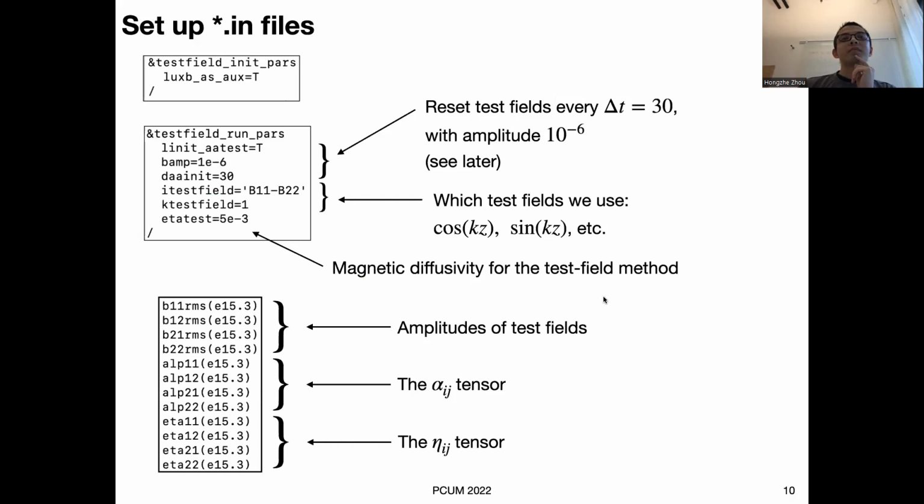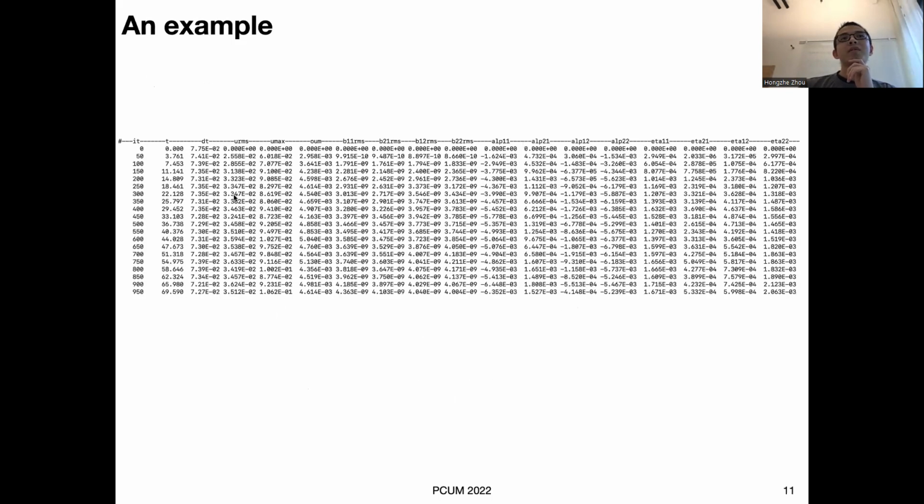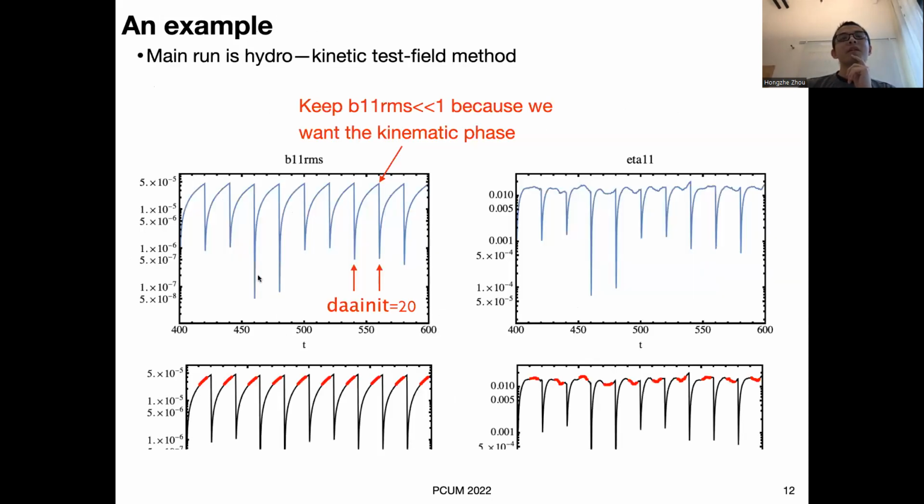All right, so then if you compile and run the code, you will see this in your time series. So you see those columns, the B11 RMS and so on. We have alpha 11, alpha 21, and eta. So those are in your time series. And if you plot them, you see something like this. So first, this is the time series of B11 RMS.